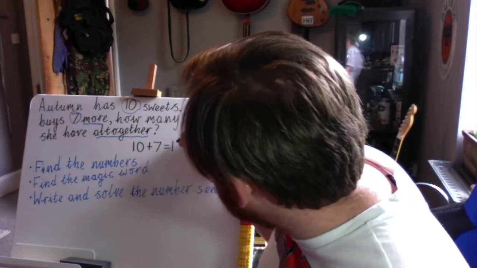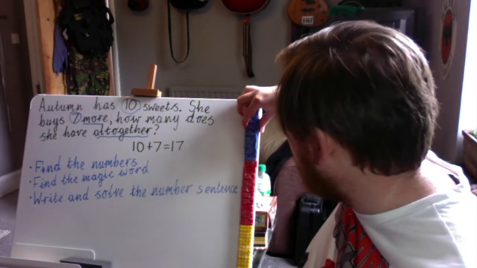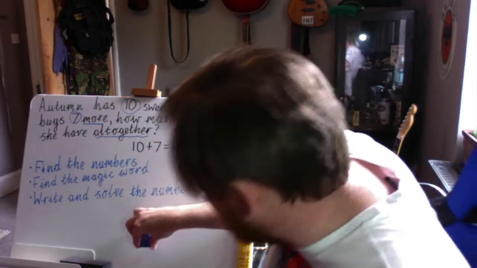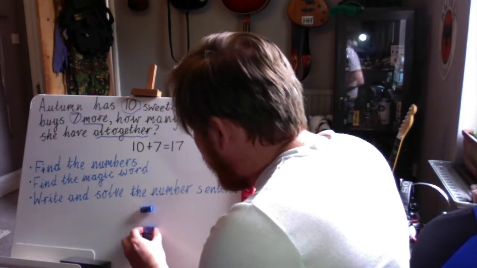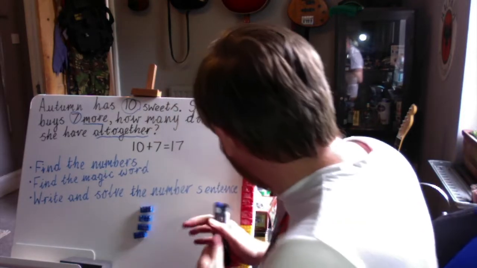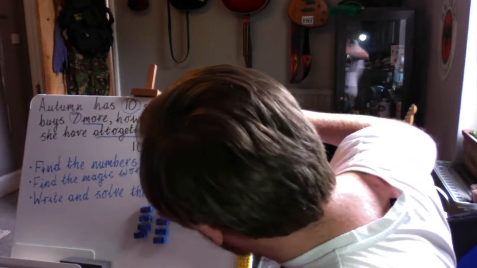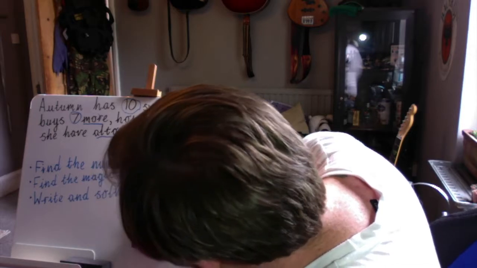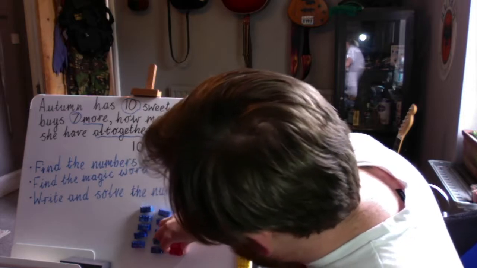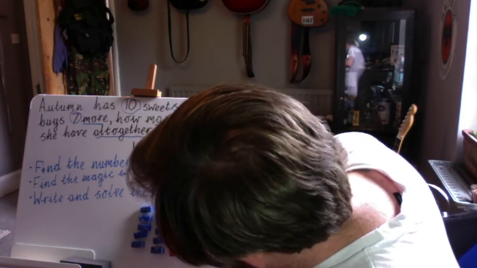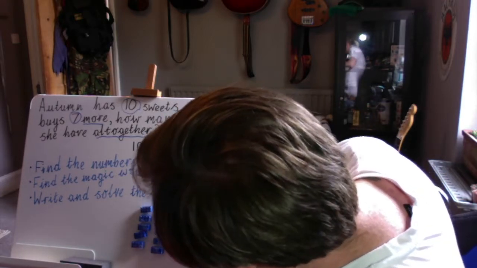But just in case, so I can double check, as I always do, I've got my objects. So I'm going to use those. So 1, 2, 3, 4, 5, 6, 7, 8, 9, 10. Then I need another 7. 1, 2, 3, 4, 5, 6, 7.